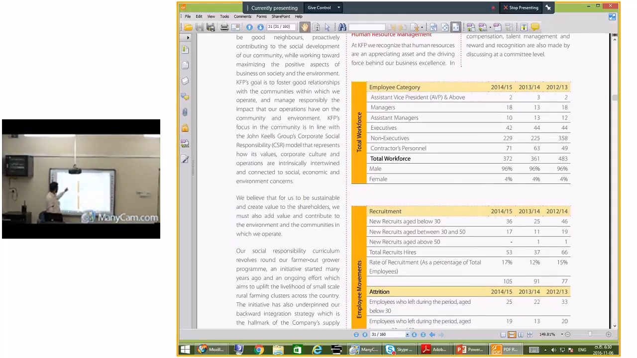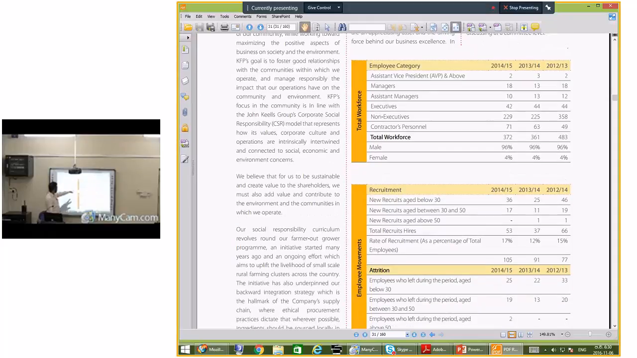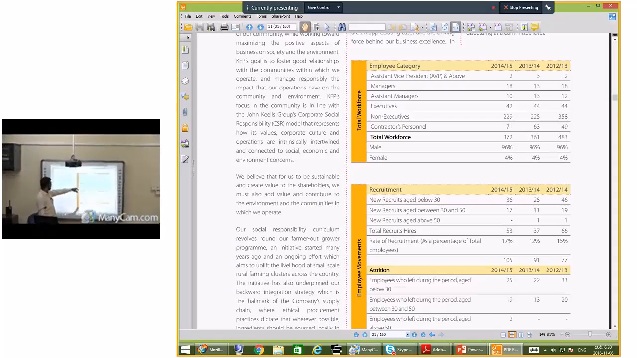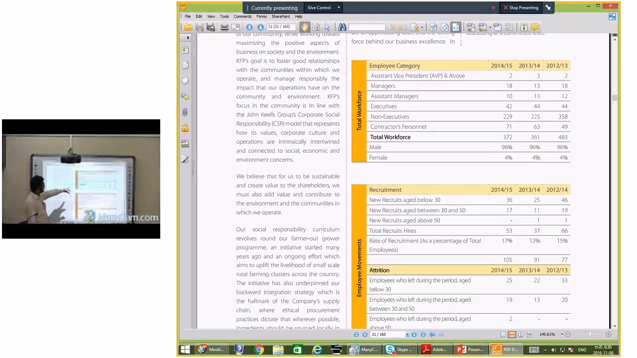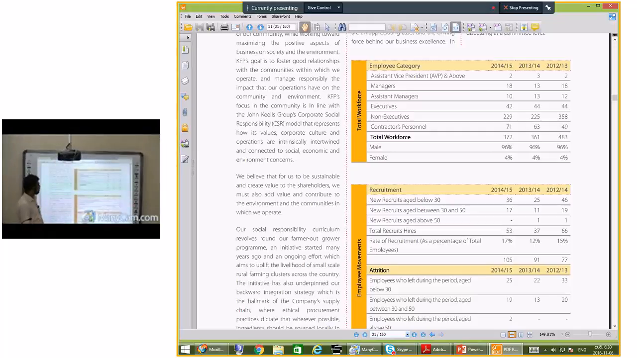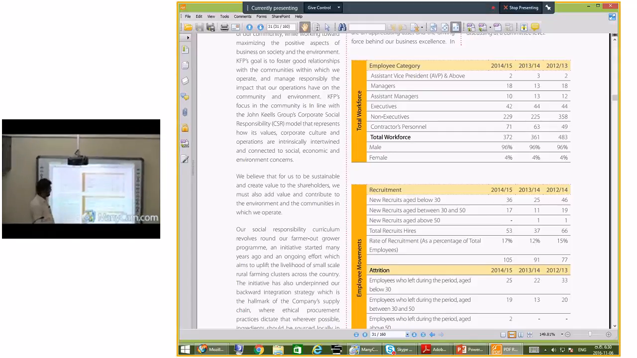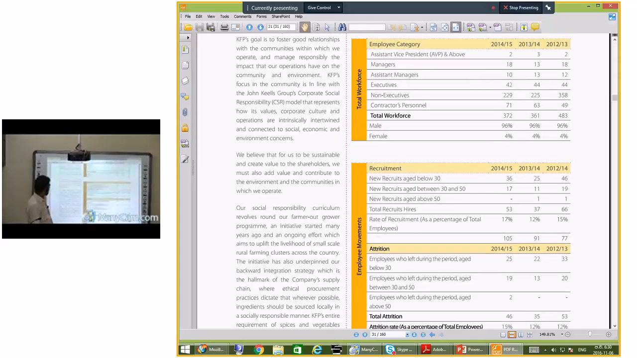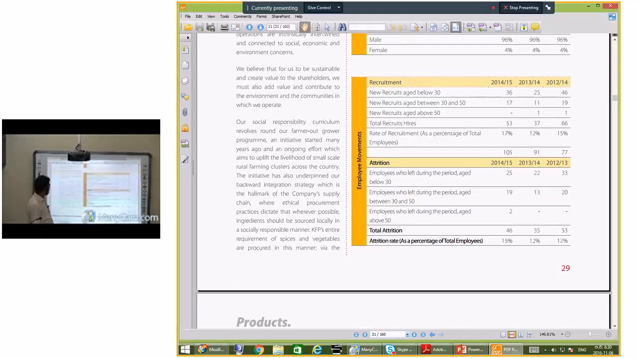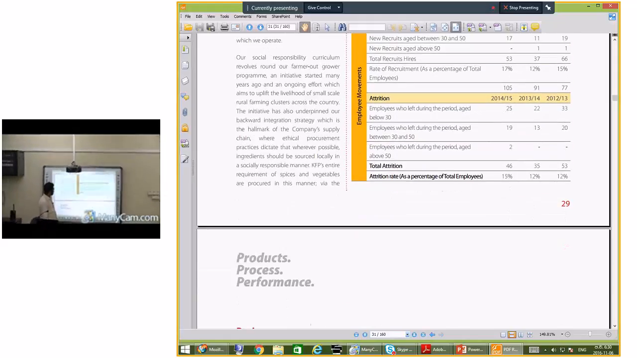This is regarding their employee categories and profiles, then male and female combinations. Here female 4%, you can see, right? In some cases or research, we have to use this type of details, right? Male 96%, right? Recruitment details, turnover and other details.